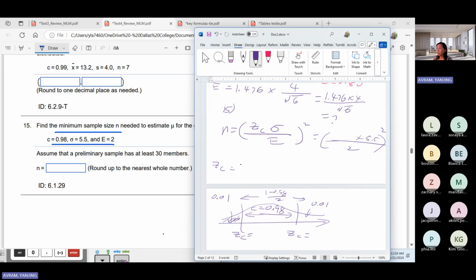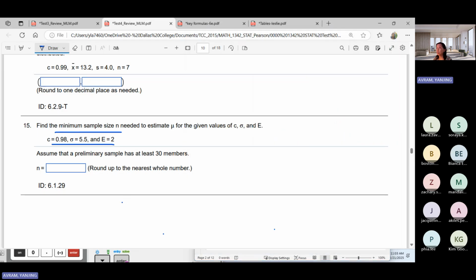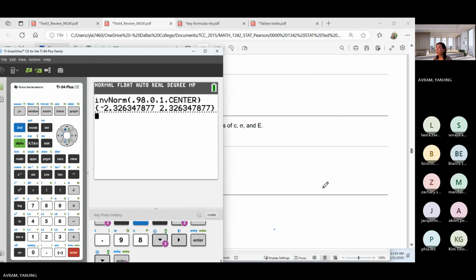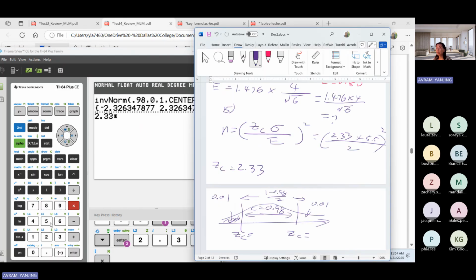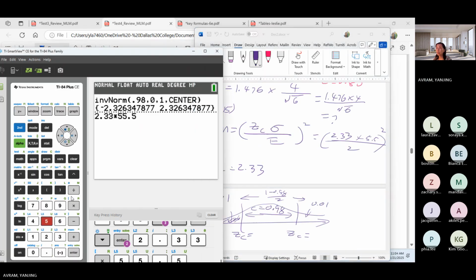So your G sub C here is 2.33, okay? And then now you can do the calculation. I'll just do one calculation in here. So I have 2.33 times 5.5 divided by 2. All right, and I forgot the square, so I have to square them.